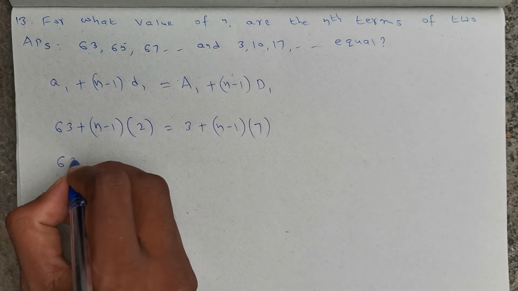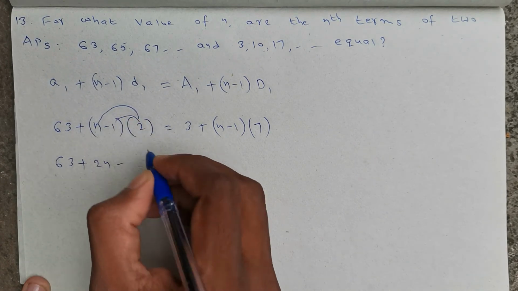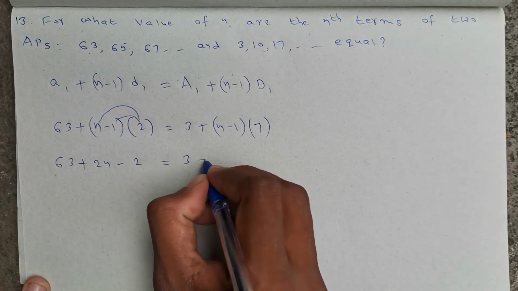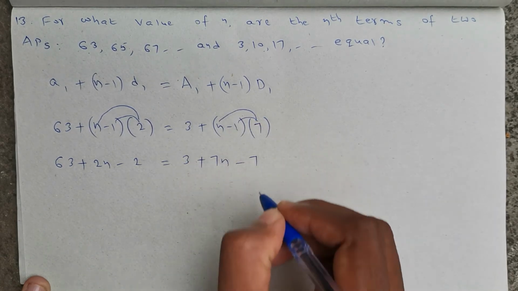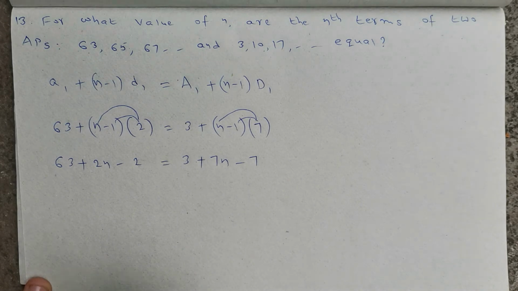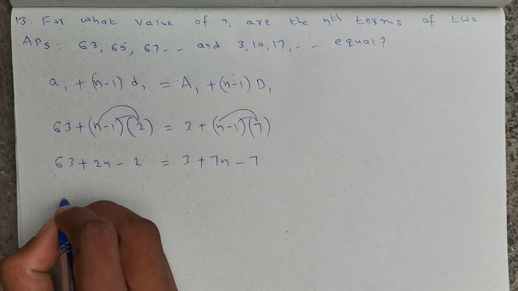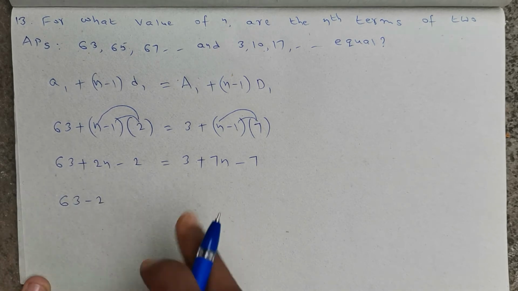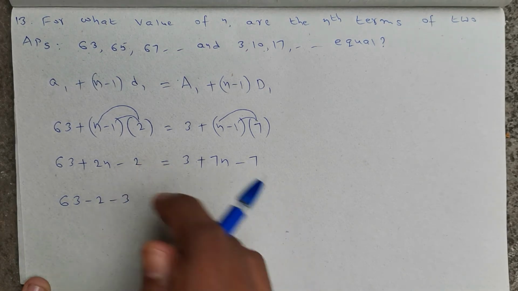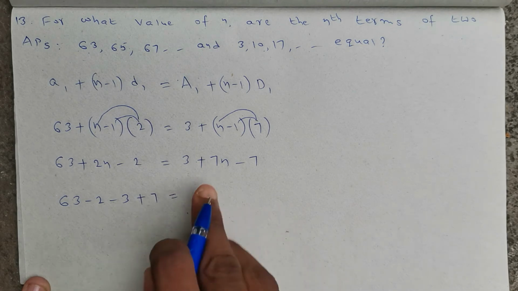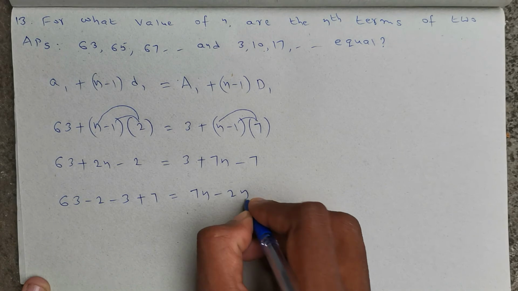Now here, 63 plus 2 into n, 2n, minus 2 into 1, 2, is equal to 3 plus 7 into n, 7n, here minus 7 into 1, 7. Now n I will take one side and remaining all the numbers I will bring one side. Here 63 as it is, minus 2 as it is, this plus 3 if we take to the left side will become minus 3, minus 7 if we bring to the left side will become plus 7, is equal to 7n as it is, this plus 2n I will take to the right side, it will become minus 2n.